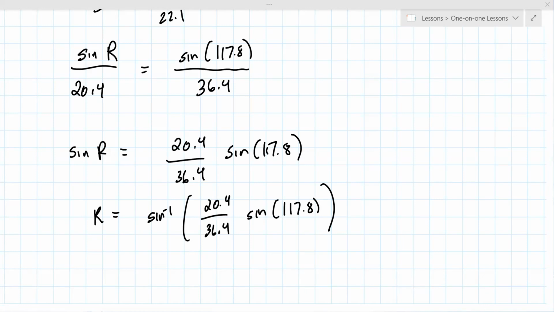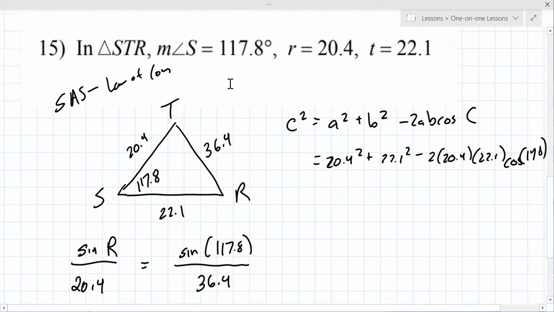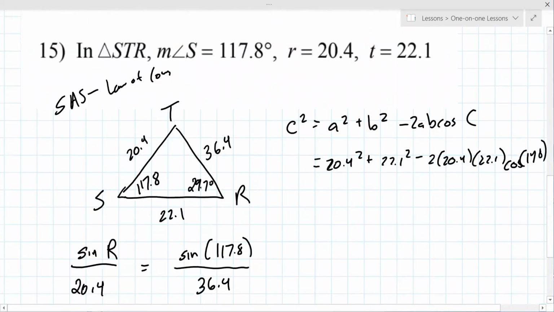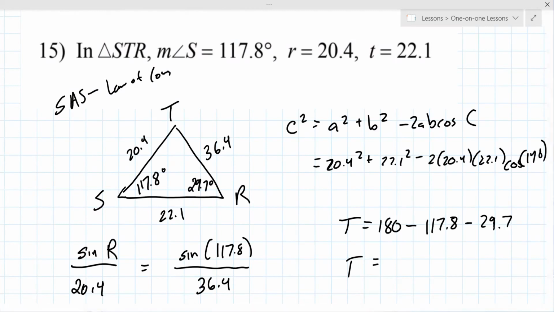I get 29.71. 29.7 degrees. We'll go back up to our triangle here. This is 29.7 degrees. And then to find T is going to be 180 minus the two that you found, 117.8, or the one that you found and the one that was given, minus 29.7. So you'll get that value.